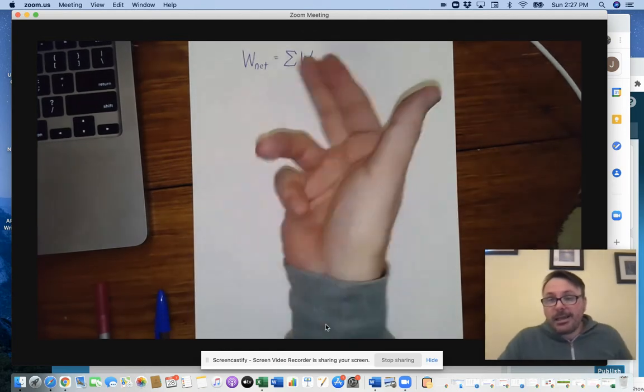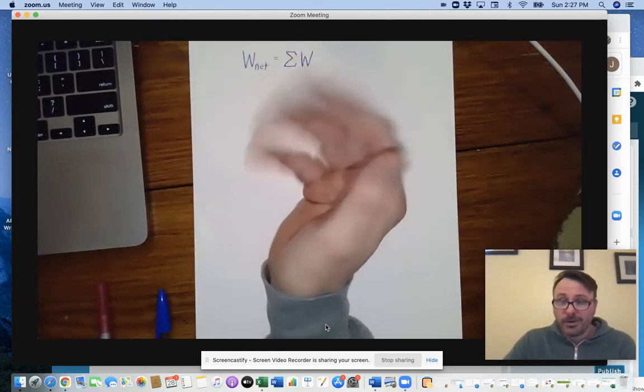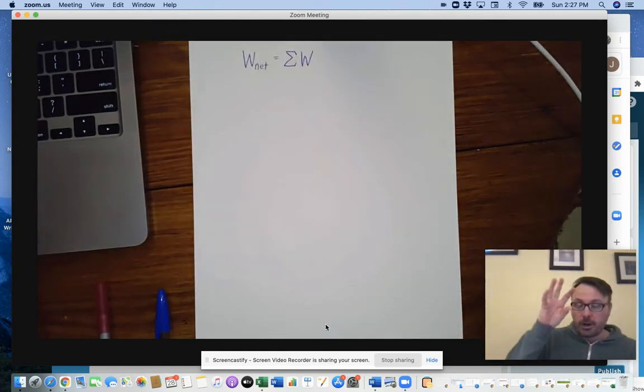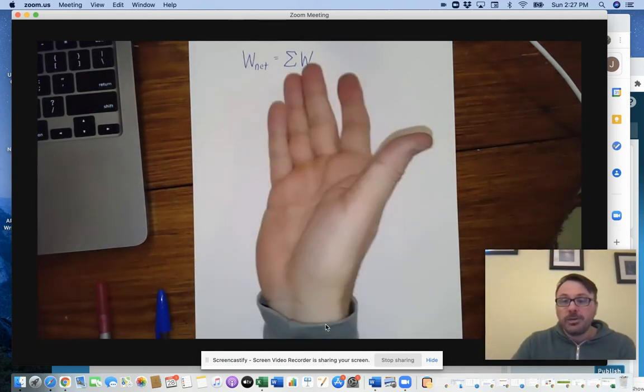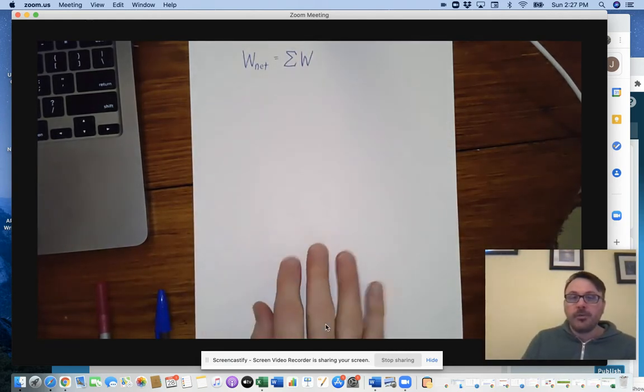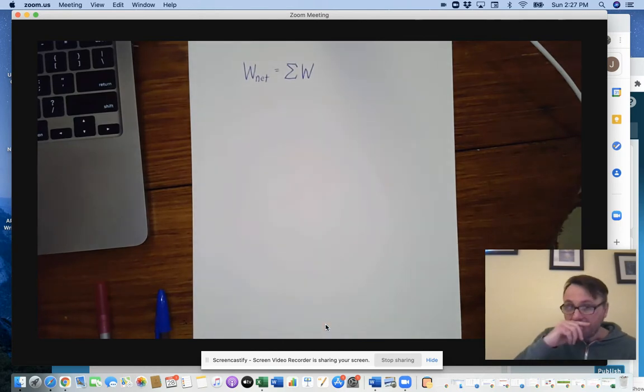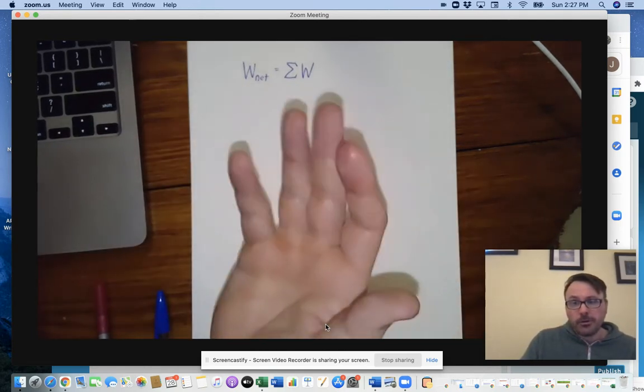So if I'm adding them up, I don't care what direction that force acts because the work equation reduced it to a scalar number that described whether it was increasing the energy or decreasing the energy. And then all I need to do is add up increases and decreases. So if we want to think of this in a business sense, net work is like your profit, right?